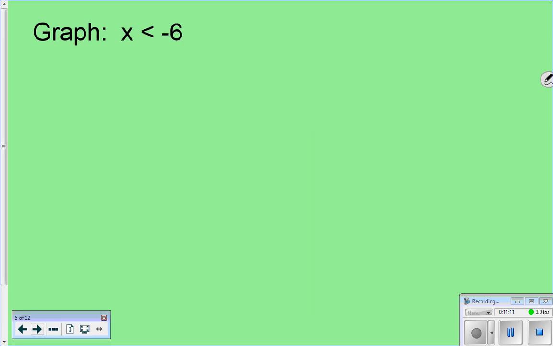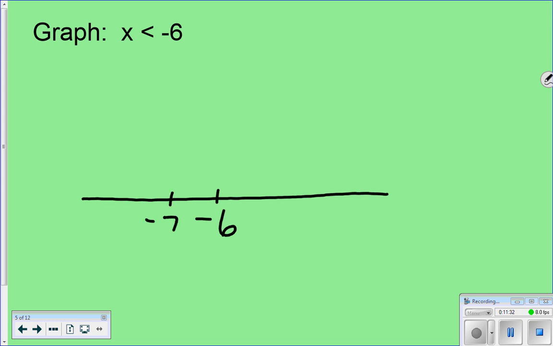So I have x is less than negative 6. So before you get ahead of me, what number has to be on that number line? Negative 6, right? Put it in the middle. And if you don't know how your number line should go, look up there. Well, if it's 6, then it should be negative 7.